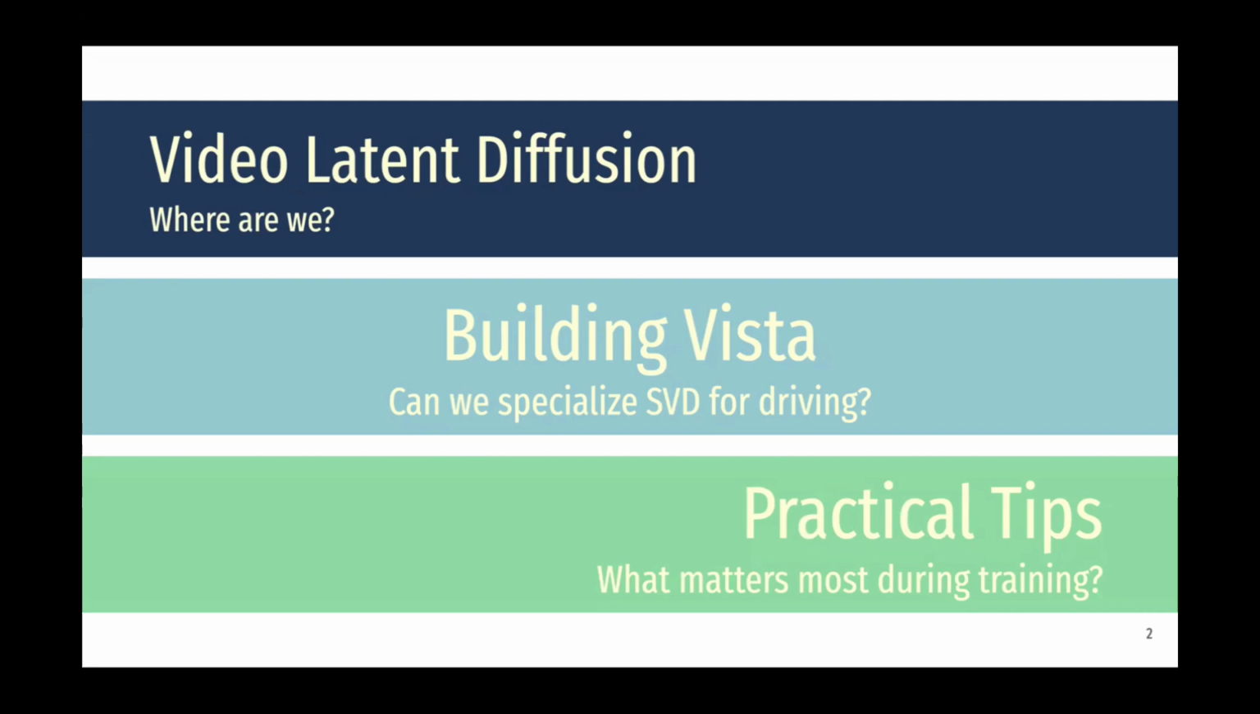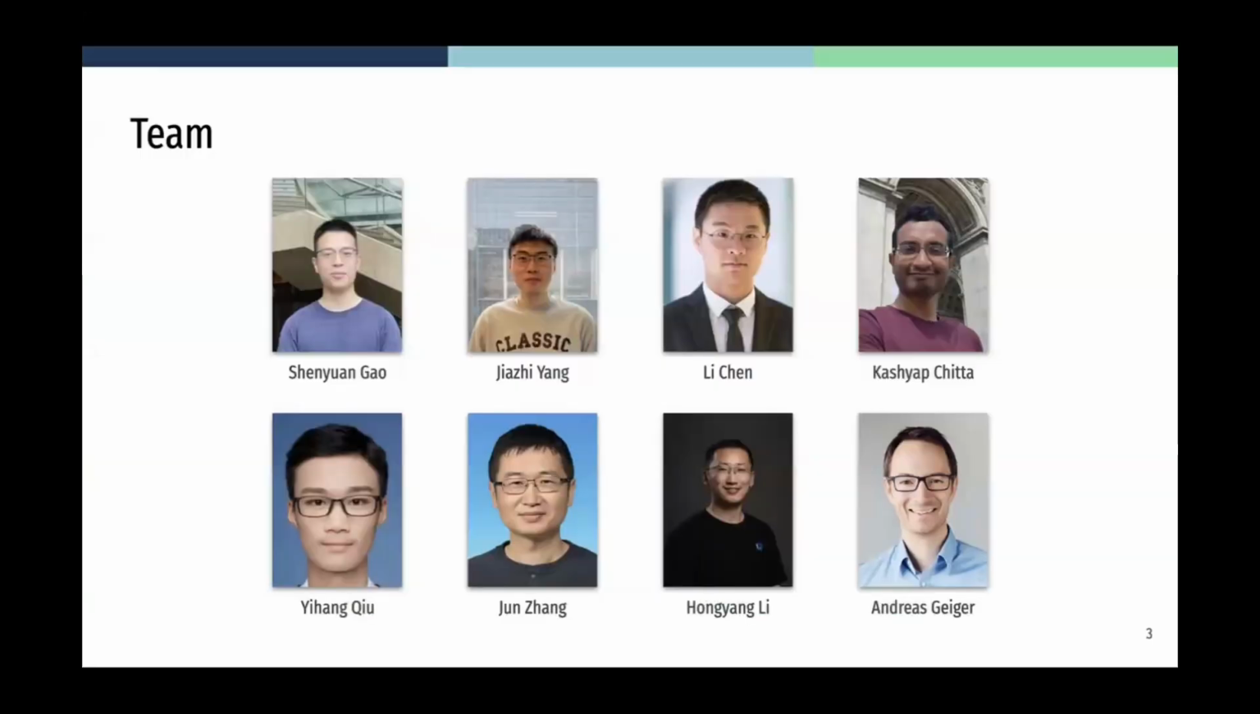So before we get into the content, I want to quickly give a shout out to the team who worked on this project. It was a collaboration with the Shanghai AI Lab, and in particular, Shenyuan, the first author of this work, did a really, really huge amount of experiments to get us to where we are now. And so, yeah, almost all the results today are from his work. So I wanted to point that out before we go into it.